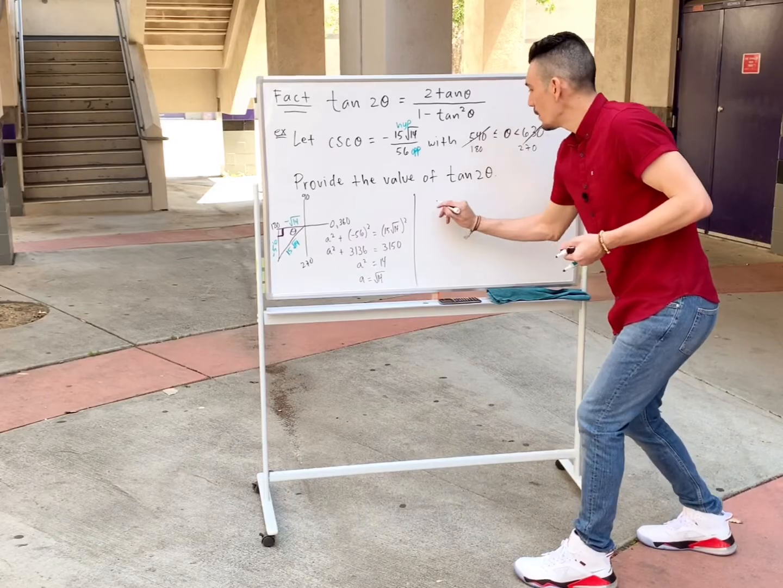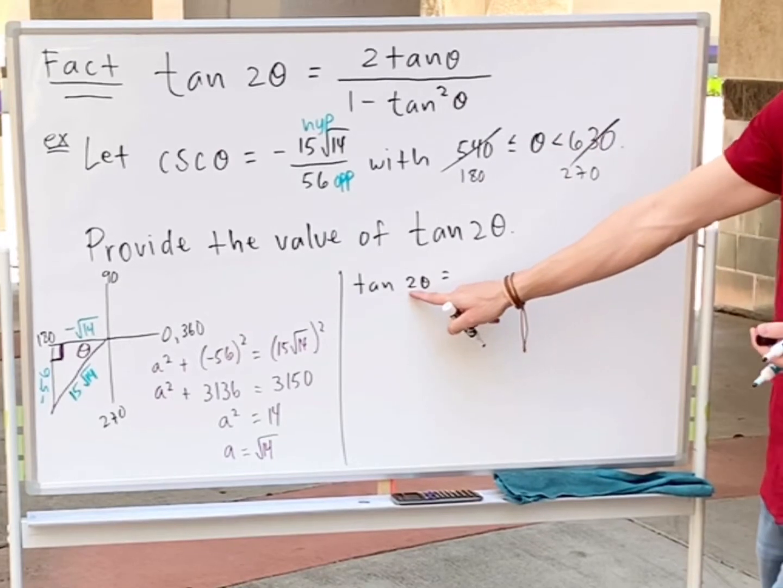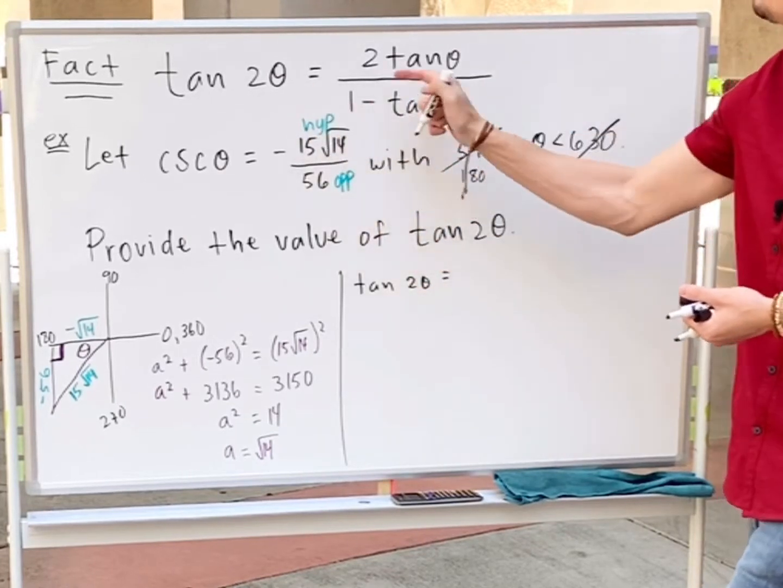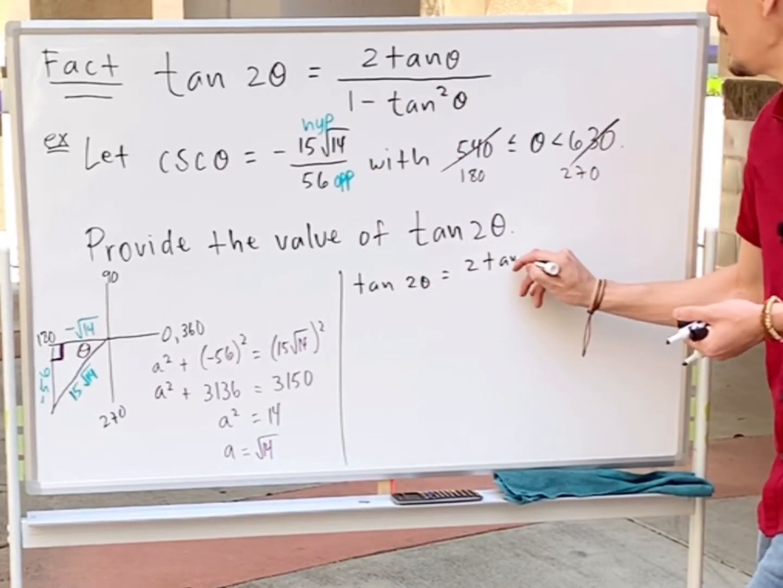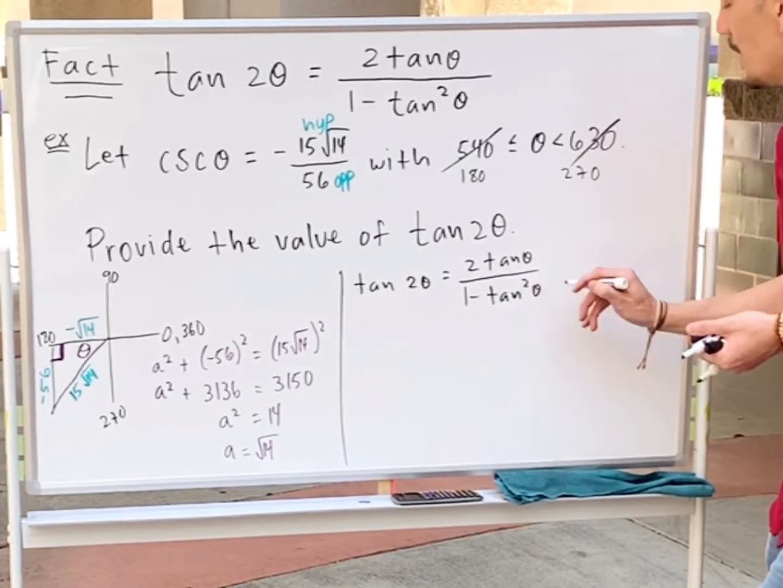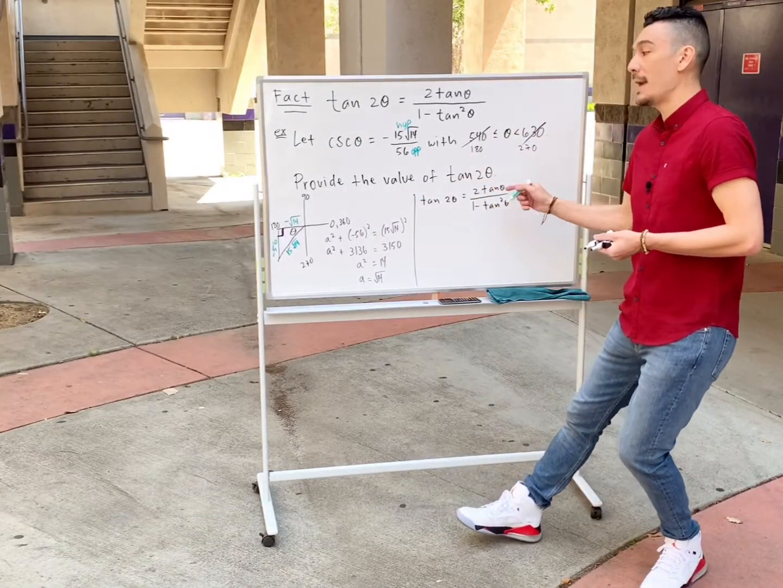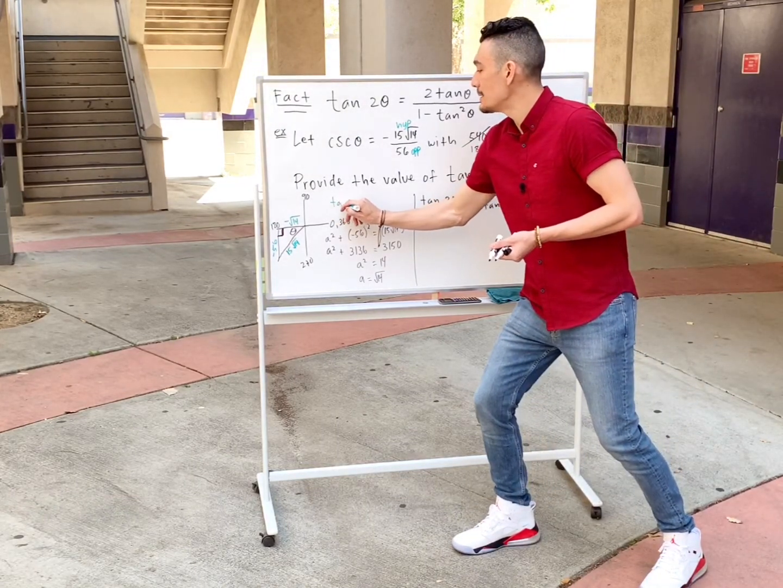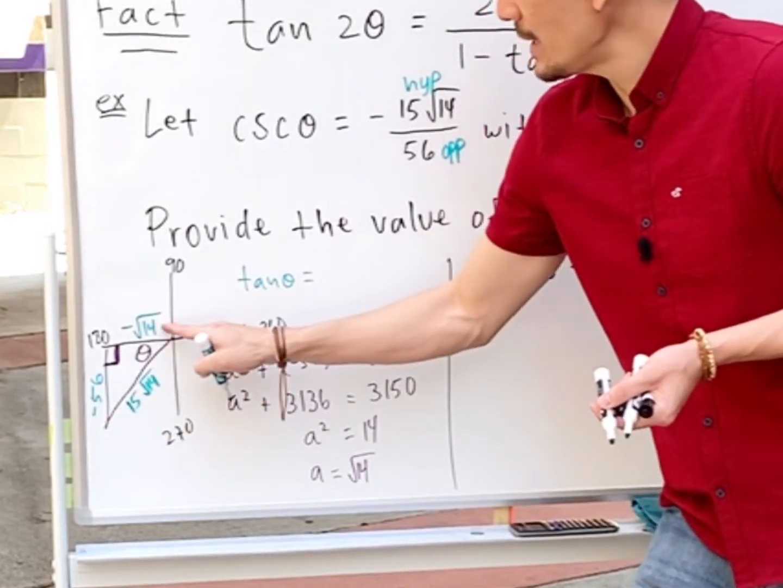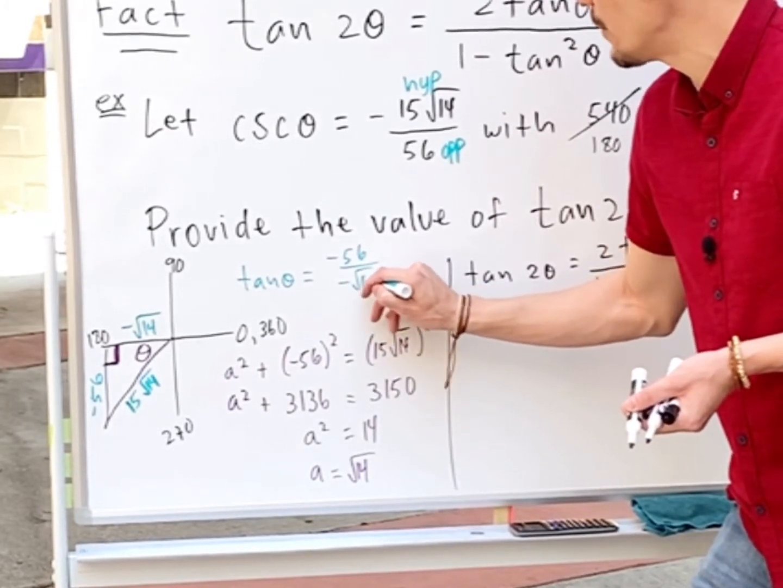So let's see here. We have tangent of 2 theta equals, well again, that 2 is an issue. That's why we have trig identities to help us out. So tan 2 theta equals 2 tan theta over 1 minus tangent squared theta. Now the only thing that I need to accomplish this is tangent. So let me show my work here. I just want to find tangent of theta. Tangent is opposite over adjacent. So that would be negative 56 over negative square root 14.